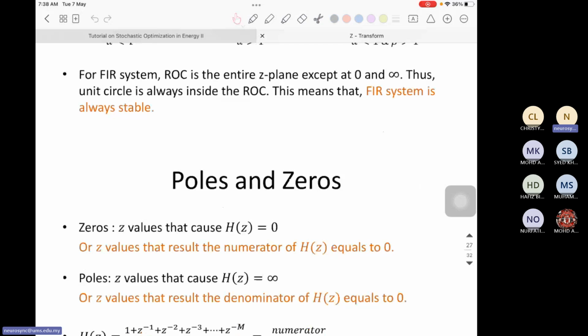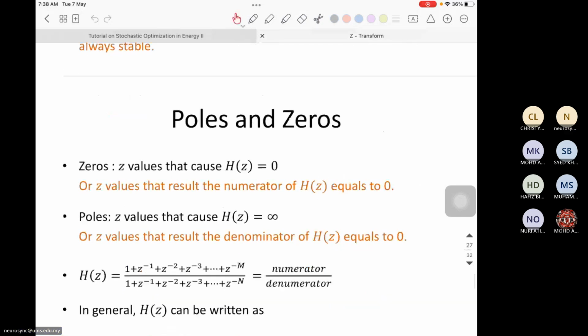So this is the definition of stability. Now again, we can also find the stability using the location of the poles and zeros.